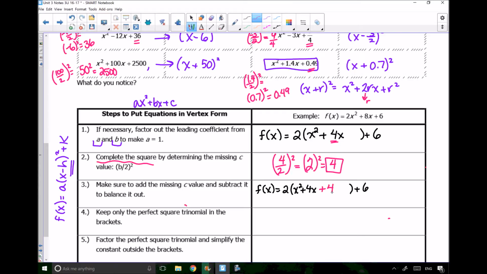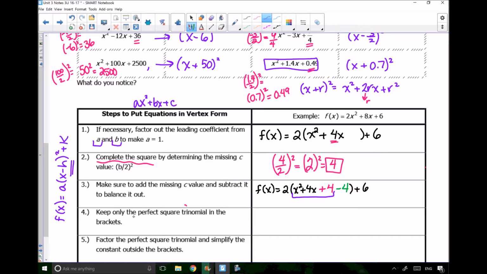But if I add 4, then I also have to subtract 4 because I'm not allowed to just randomly add a number to a function. So I'm going to balance it out by adding 4 and then subtracting 4 to cancel it out. Okay? Now, how is that going to help me out? Now, if you look right here, this x squared plus 4x plus 4 is a perfect square trinomial.